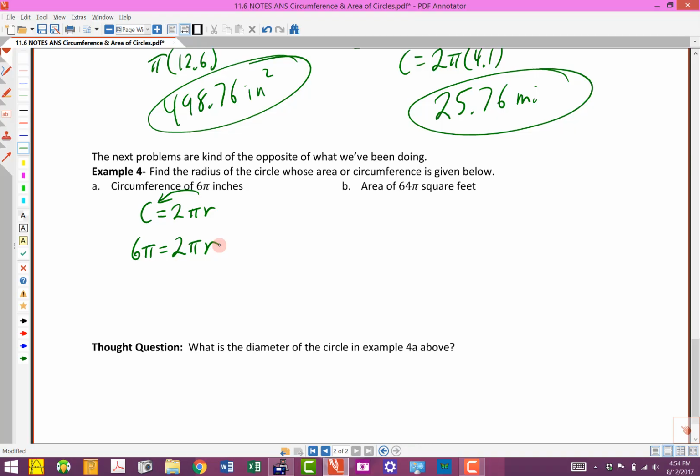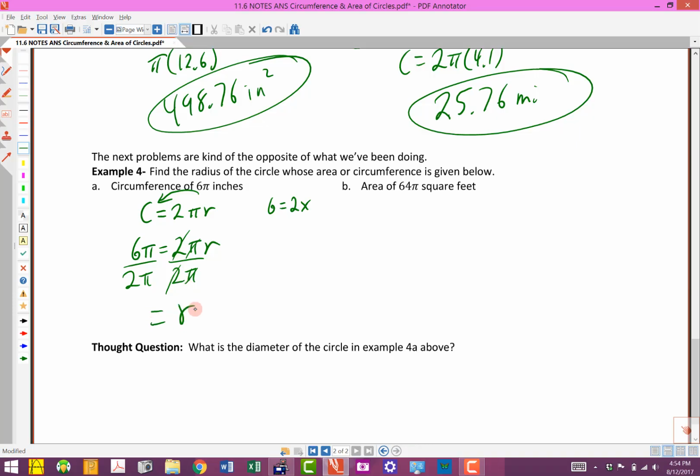Now this is a little bit interesting because we've got these symbols floating around, but let's say we were solving this problem. Let's say it was 6 equals 2 times x. Everybody here would know what to do to solve that. We're going to divide by 2. Well, we don't want to just get rid of the 2, we want to get rid of the pi also. So we're going to divide both sides by 2 and by pi. The 2's cancel, the pi's cancel.